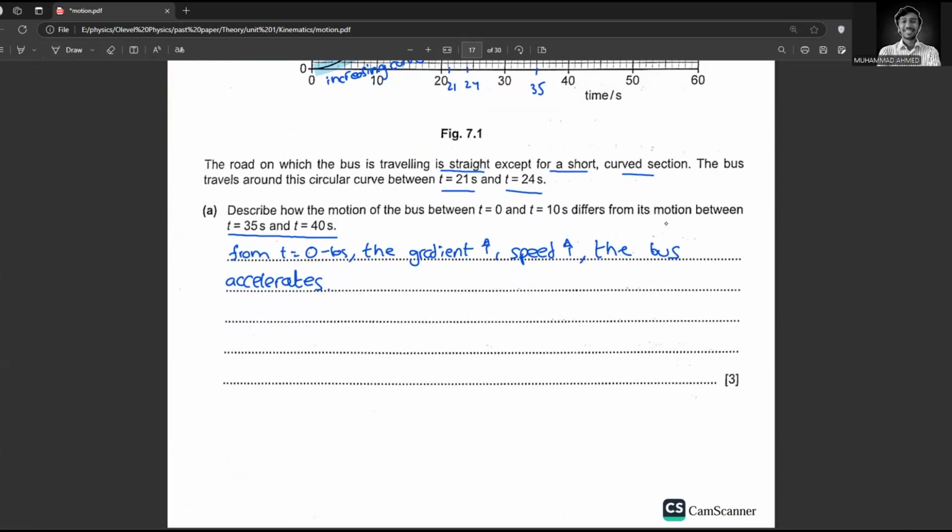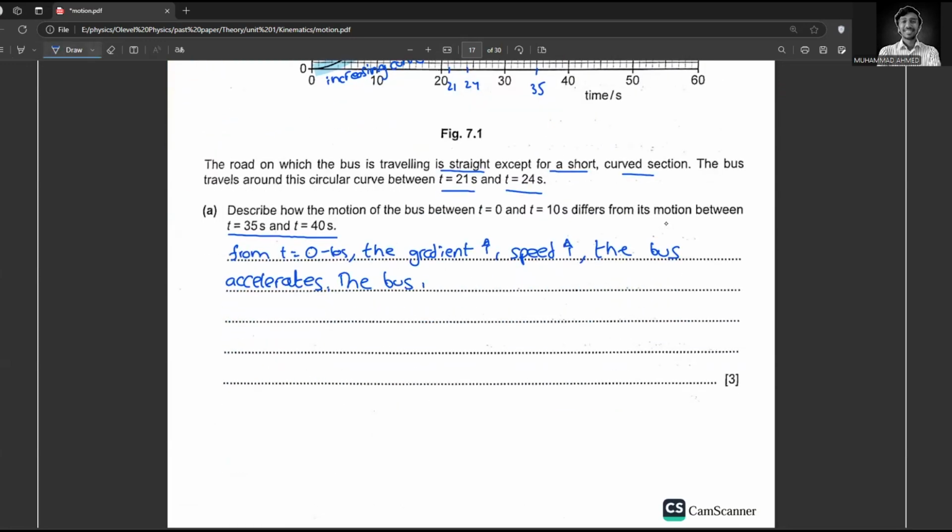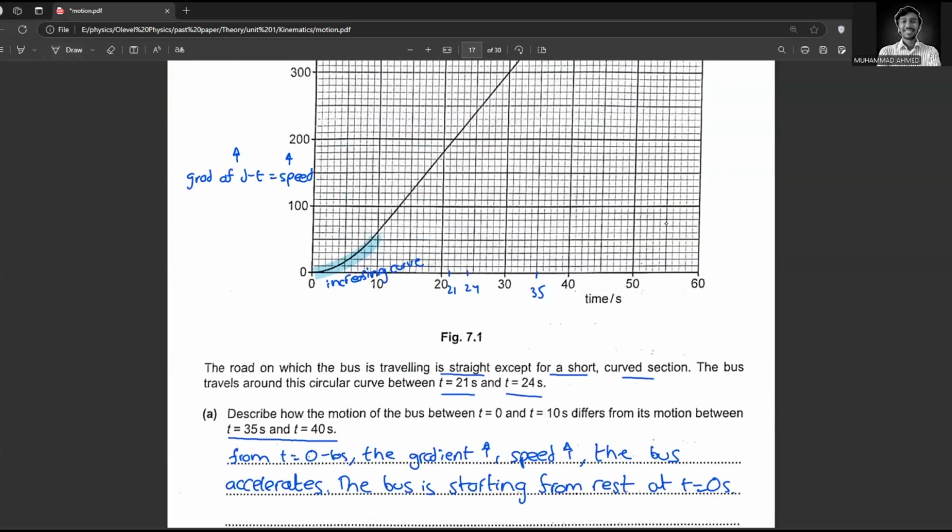You can say the bus is starting from rest at t equals 0 seconds. Simple as that. Okay, what further can you write?